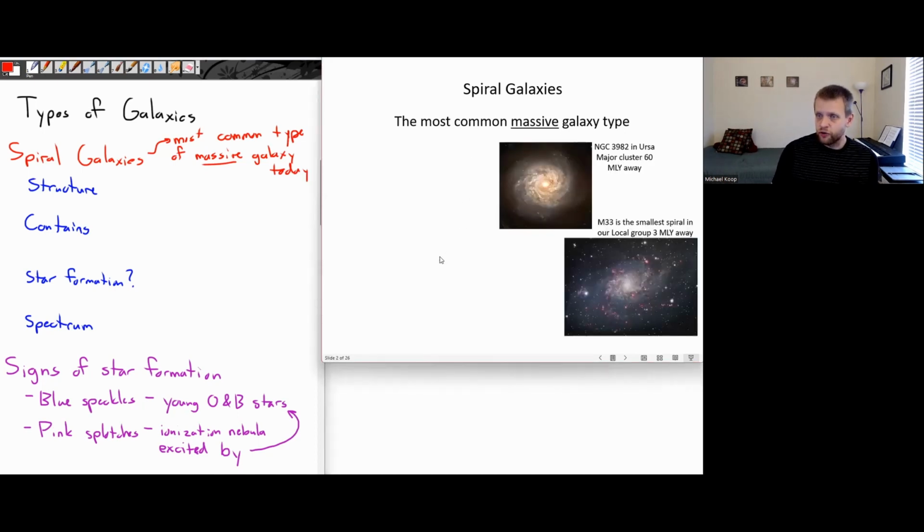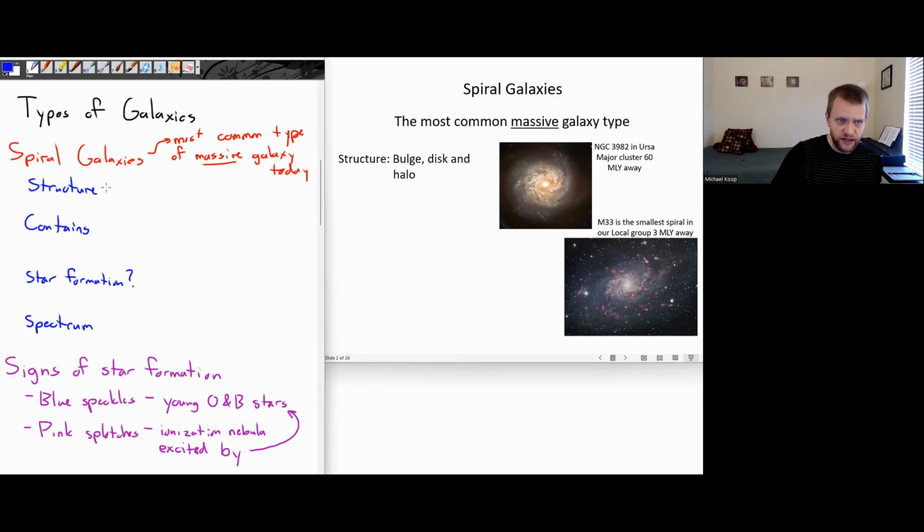So let's talk about some of their general properties. We've got a couple of examples of images of some of these spiral galaxies. In our own local group of galaxies, which contains a few dozen galaxies, the three largest ones, the Milky Way galaxy, Andromeda, and Triangulum, are all spiral galaxies. So even though there's more of the smaller types of galaxies, if it's a massive galaxy, it's probably going to be a spiral galaxy. In terms of its structure, we have the bulge, the disk, and the halo.